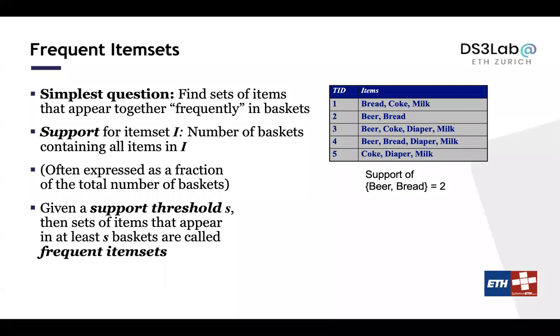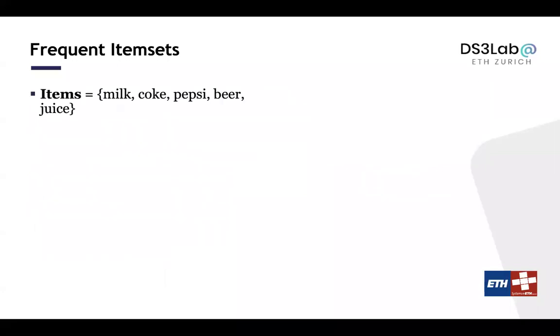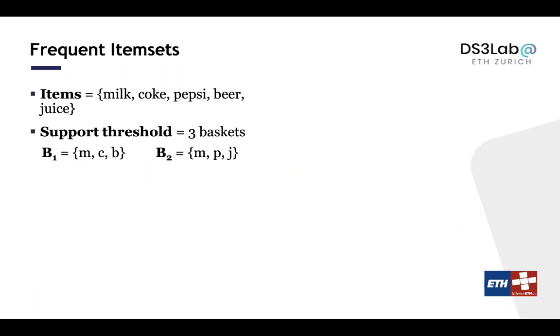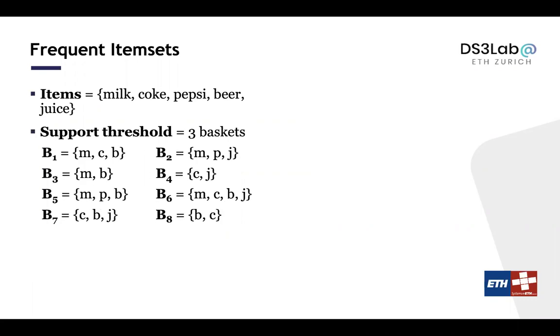And then the problem that people often care about is: I want to find all the frequent item sets given a support threshold. So here's one example. Assuming we have 5 different items, and assuming our support threshold equals 3, and assuming my database contains these 8 transactions. The first one has milk, has Coke, has beer, and so on and so forth.